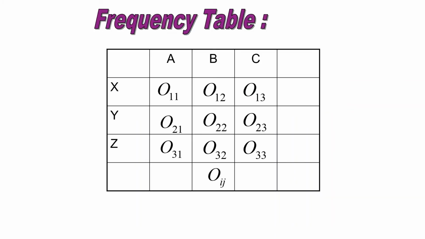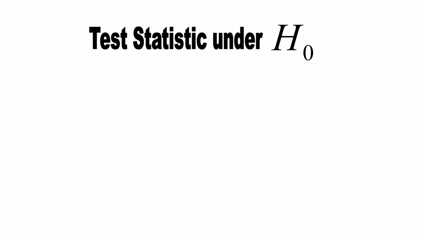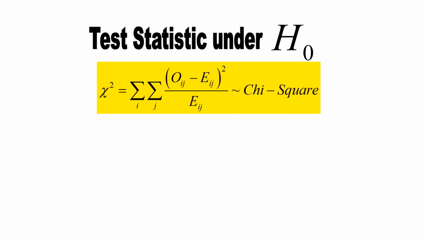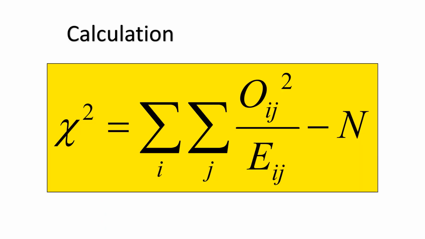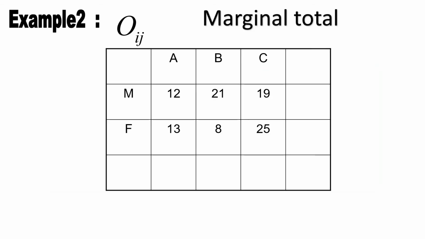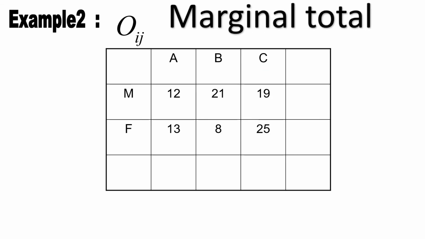The frequency table is a two-way frequency table with i rows and j columns. The test statistic under the null hypothesis is a chi-squared, which is equal to the total sum of (observation ij minus expected value of ij) squared divided by expected value of ij, with (row minus 1) multiplied by (column minus 1) degrees of freedom. To calculate, it is much easier to use this formula. In example 2, we start by taking the marginal totals of the observations for the rows and columns.